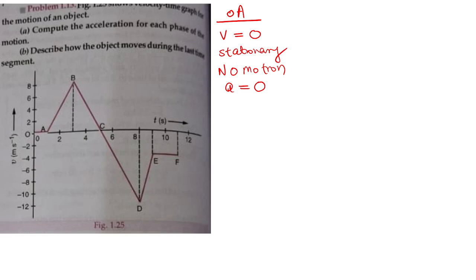Next segment is A to B. A to B, yes, the velocity is increasing. Understood? Look at this diagram. As the time changes, the velocity is increasing.